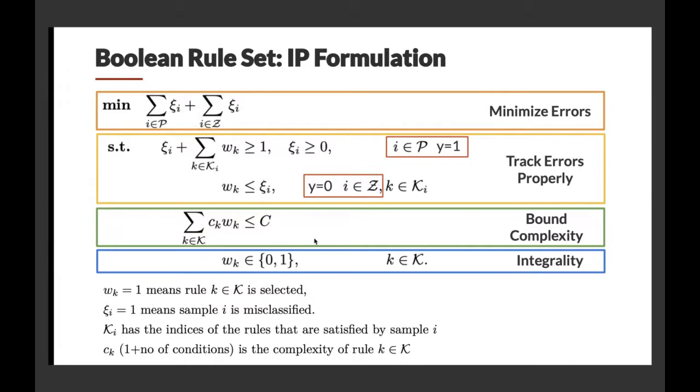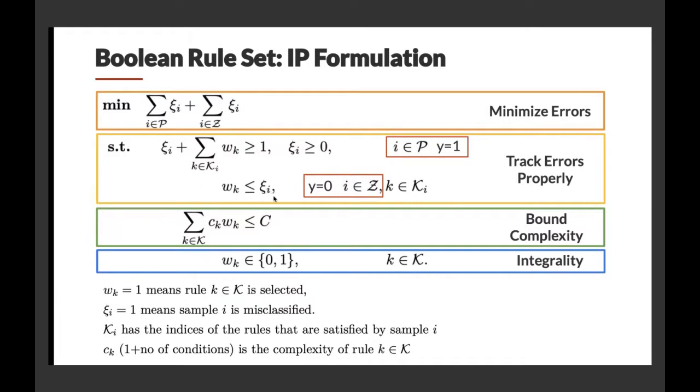The other thing that we add is this bound on complexity. The complexity of a rule is just the number of clauses in that rule plus 1. And we put an overall cap on the total complexity of our rule set. There are two reasons for that. The first is that it acts as a tool for regularization, ensuring that we're not overfitting our data. The other is that it helps with interpretability. Obviously, if you have thousands of rules and hundreds of clauses in each rule, from a practical perspective, your rule set is no longer interpretable.